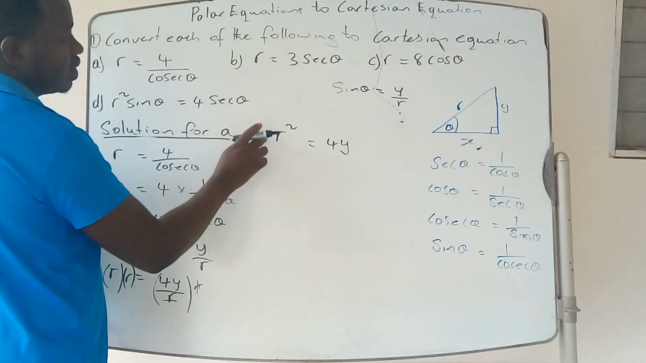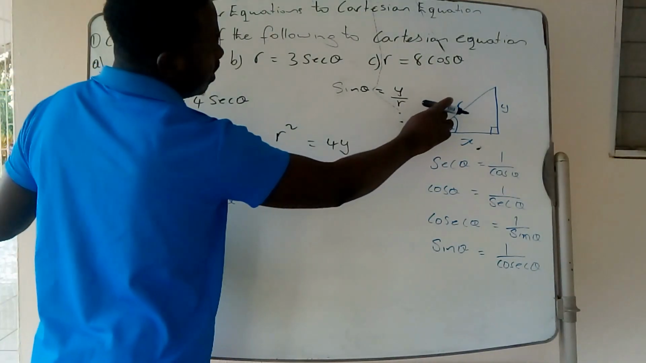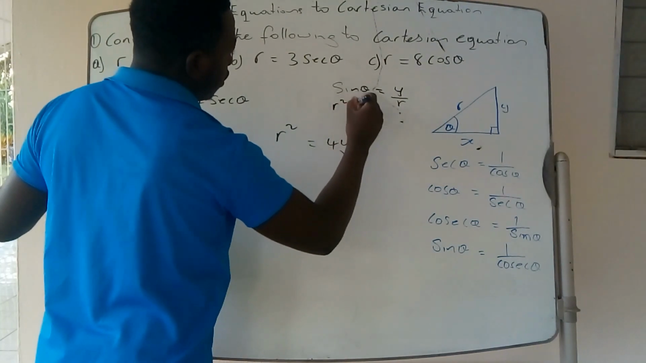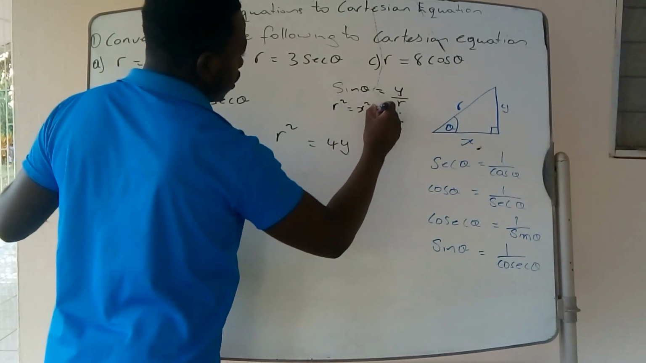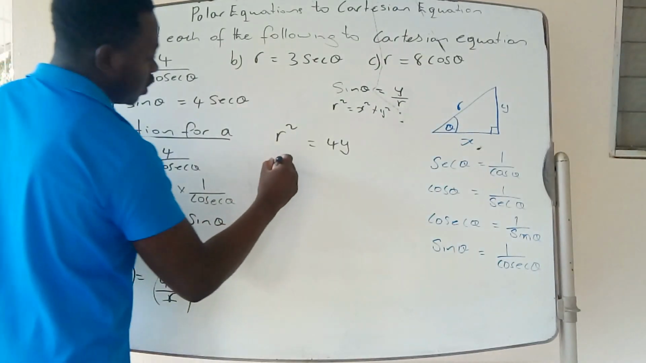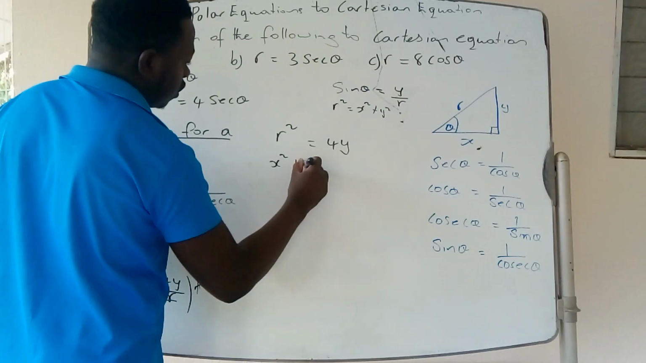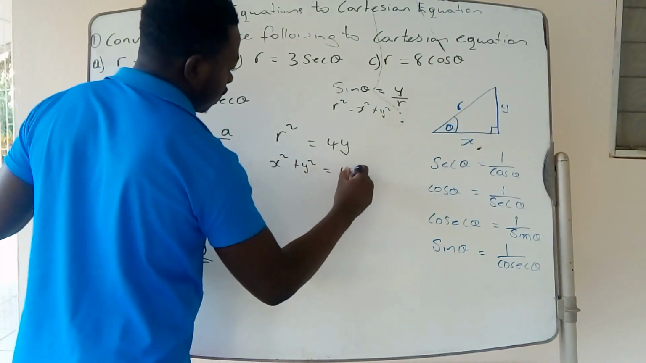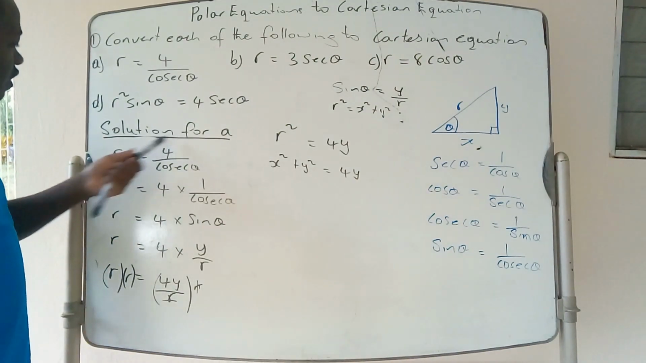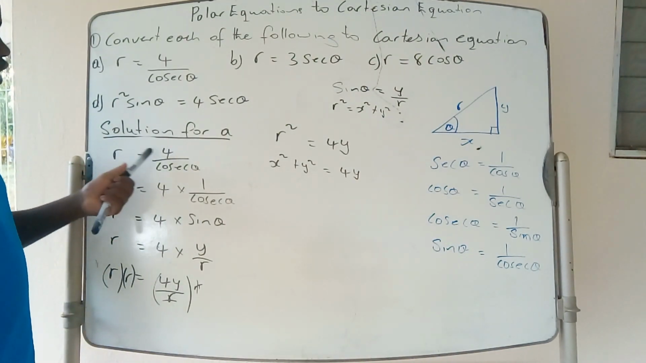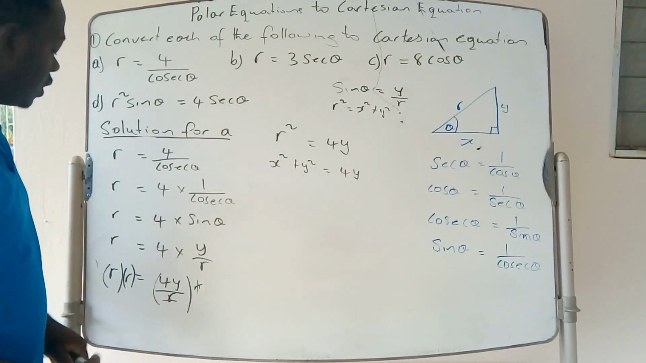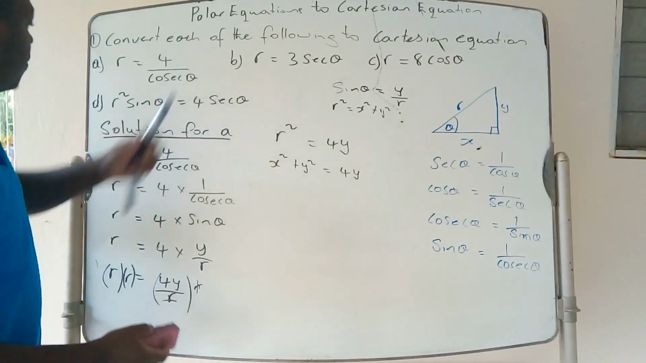Now, what is r squared? If we apply Pythagoras theorem to this triangle, you can see that r squared is equal to x squared plus y squared. So we can replace this r squared with x squared plus y squared equals 4y. And that is how you convert this polar equation to Cartesian equation. Alright? So let's look at part B.